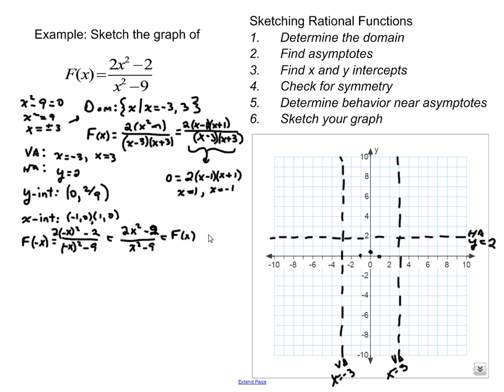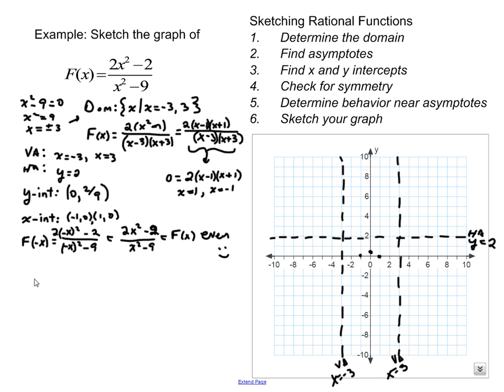Now, the reason why that's really, really useful is that in an even function, whatever happens on the right-hand side of the x-axis occurs equally on the left-hand side. It reflects about the y-axis. That's really, really useful. So that means if we want to determine the behavior near the intercepts, we should just go through and substitute in values from one side or the other.